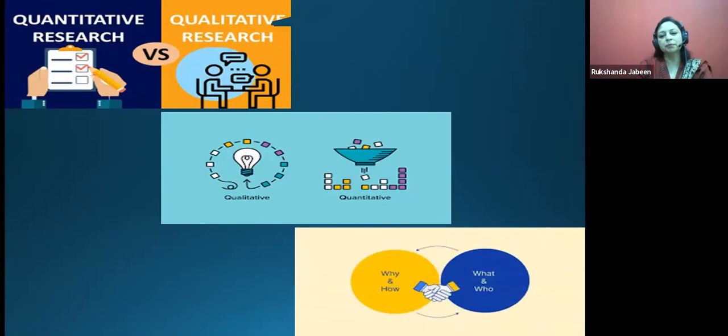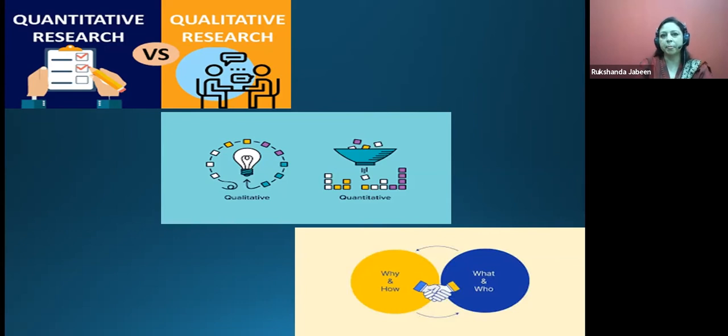As you know, quantitative research plays with numbers, and qualitative research generates ideas. Where quantitative research answers what and who questions by providing a general understanding, the qualitative data describes why and how questions by giving a deeper understanding, at a greater depth.